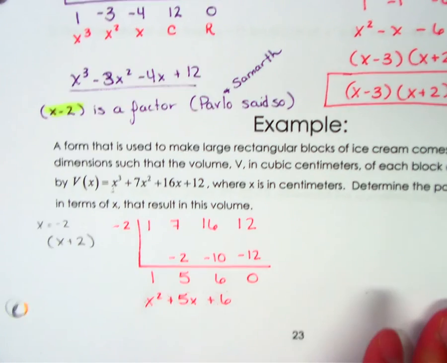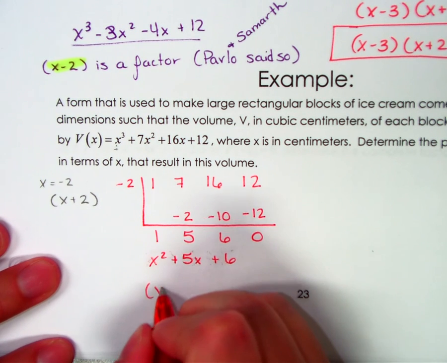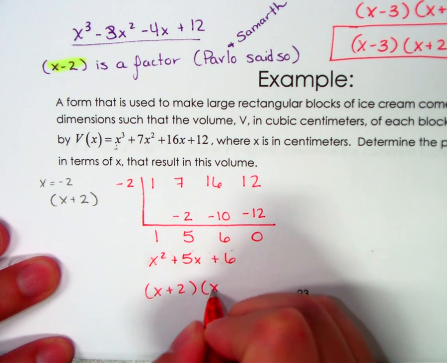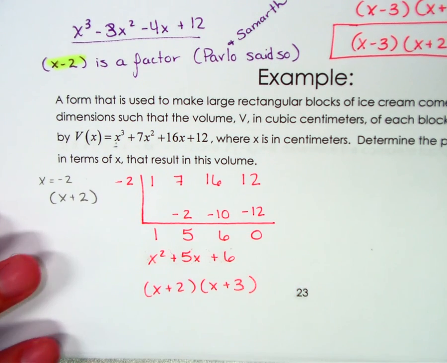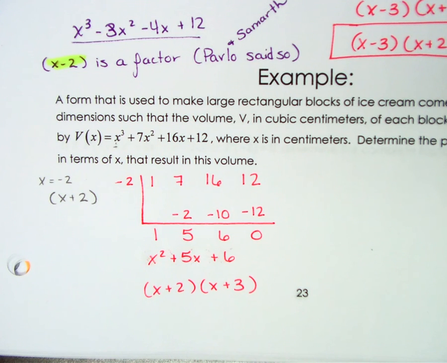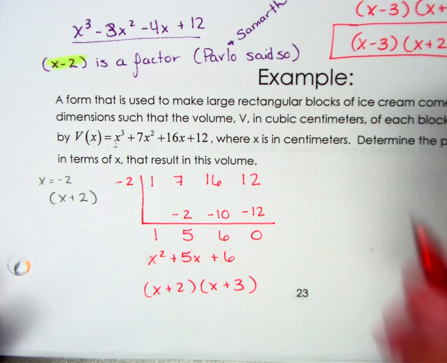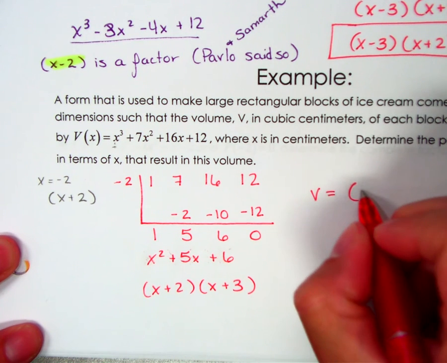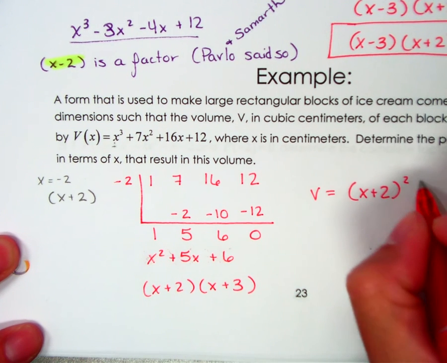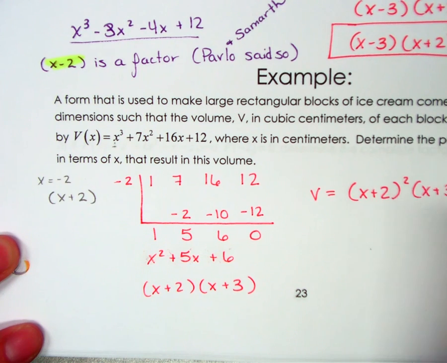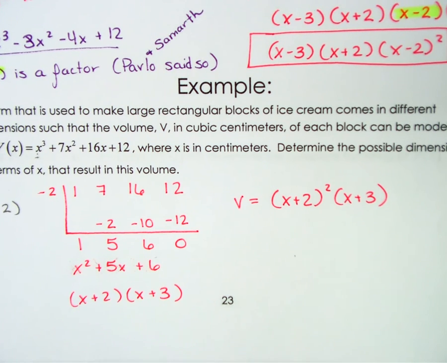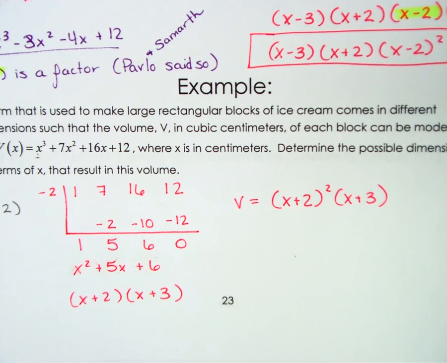Can we factor that? So what are the factors? X plus 2 squared and x... What absurd numbers for what? The remainder theorem or in the division?